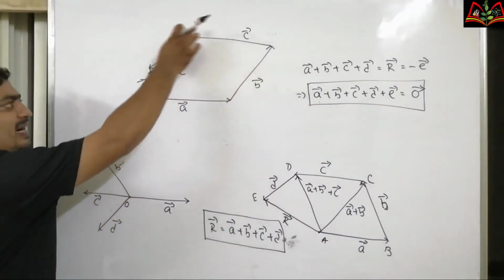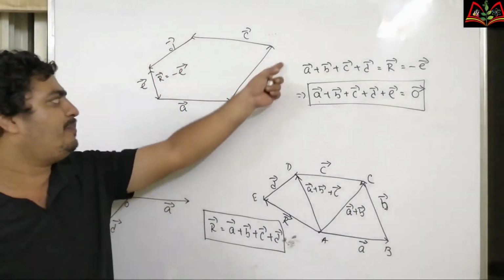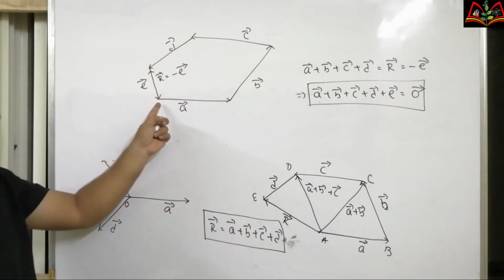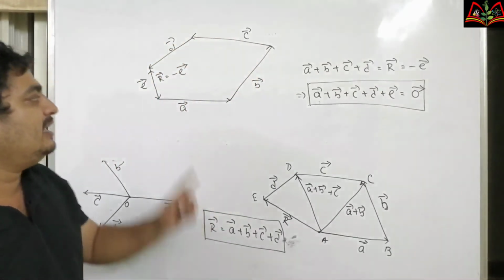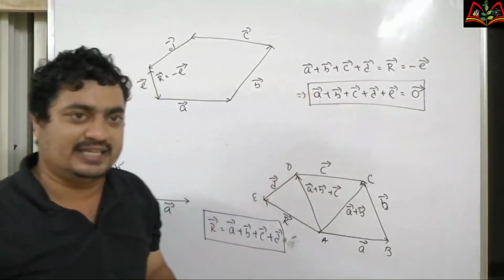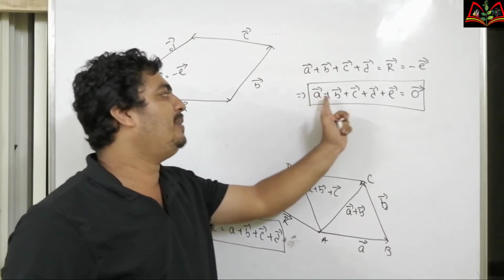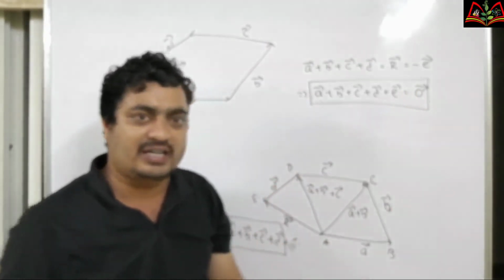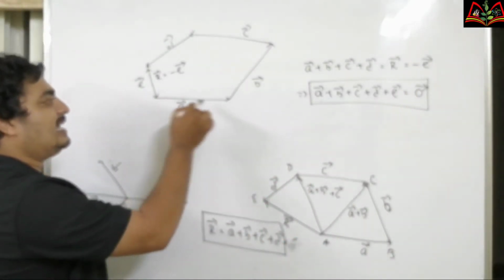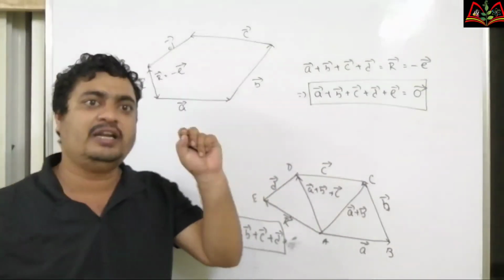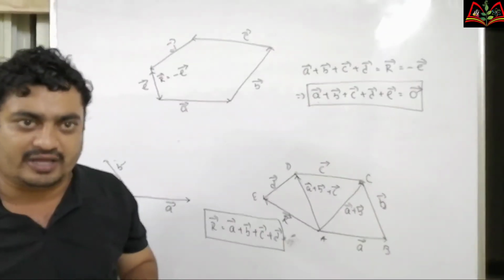So if the vectors are represented as the sides of a closed polygon taken in same order, then the resultant is 0. Conversely, we can say if the vector sum of a number of vectors is 0, then they can be represented as the sides of a closed polygon taken in same order.